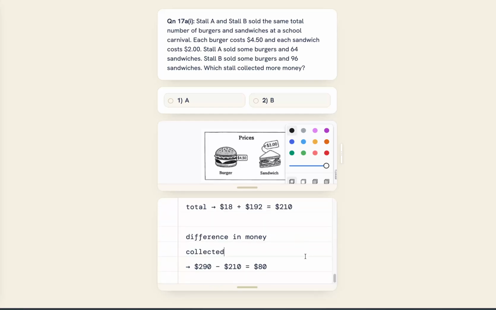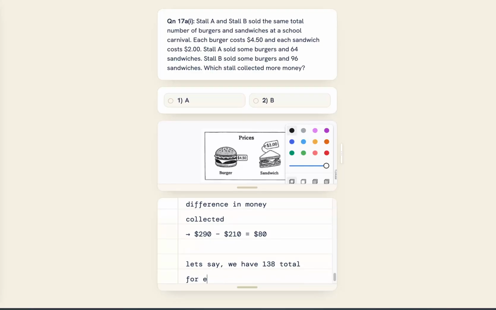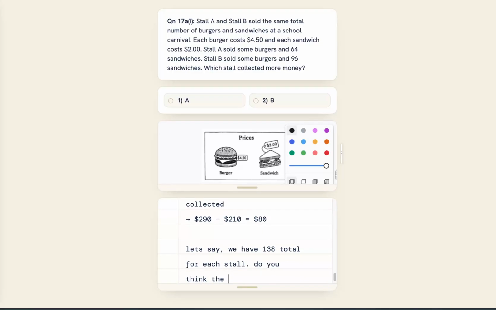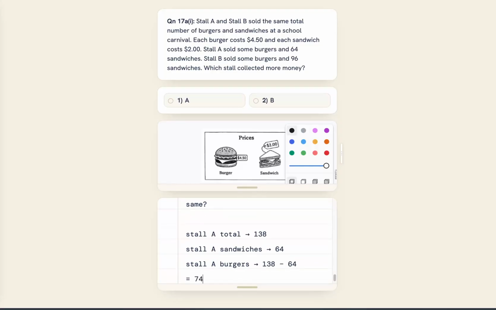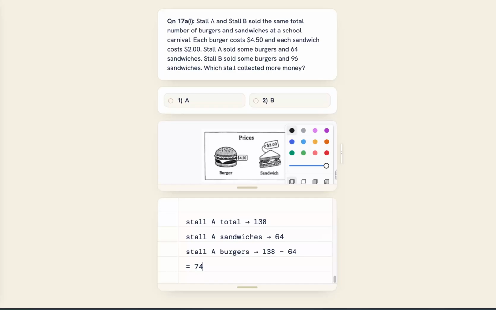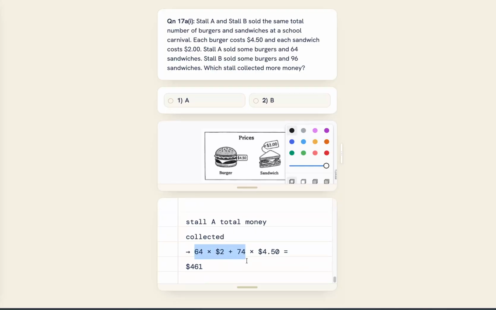Okay, pretty straightforward. So the thing is that, let's say we have a random number of 138 total for each stall. Do you think the difference is the same? So 138 is a random number. So let's say stall A total is 138. Sandwiches is the same, but then stall A burgers would then be 138 minus 64, which is 74. That means stall A total money collected would then be equal to $461 if you were to calculate.